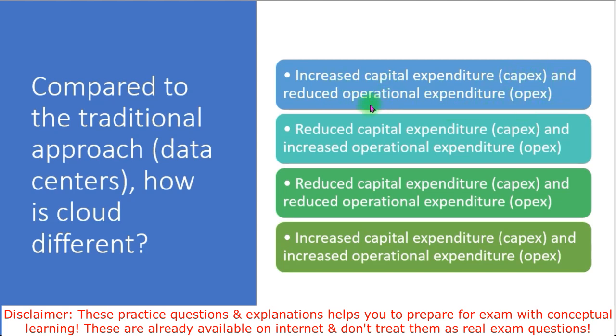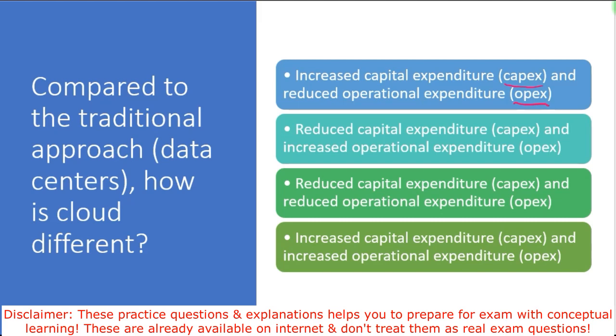That means increased capex, reduced opex, reduced capex and increased opex, reduced capex and reduced opex, or increased capex and increased opex. So to understand this question, we need to understand these two terms very effectively. First is capex, and we need to understand what opex is. Capex is the short form of capital expenditure, and opex is the short form of operational expenditure.